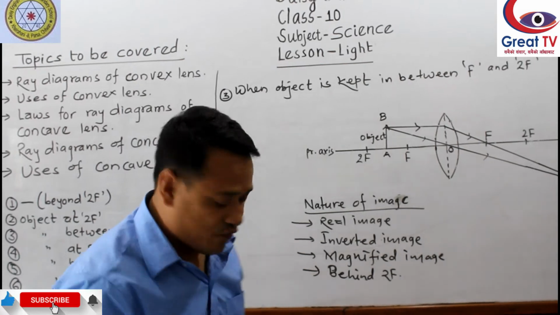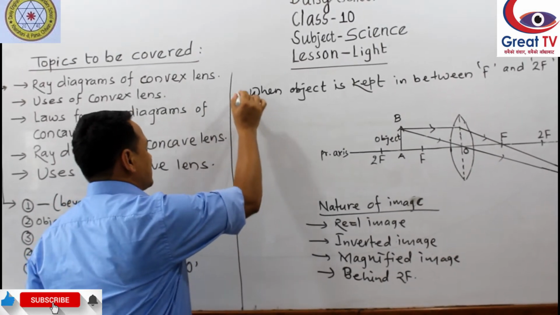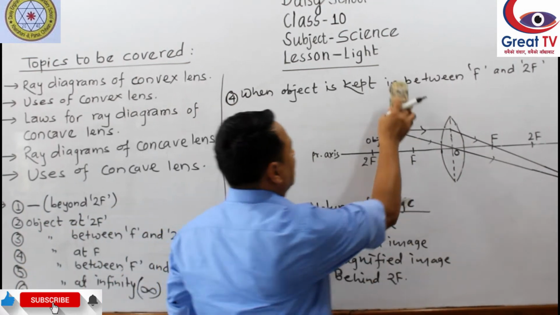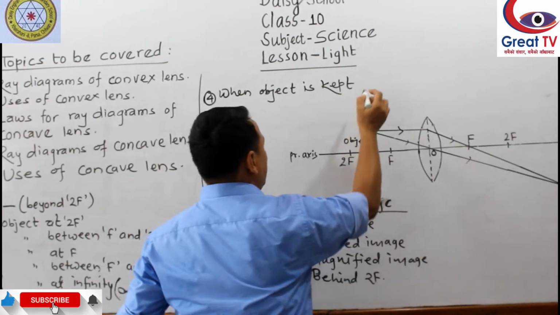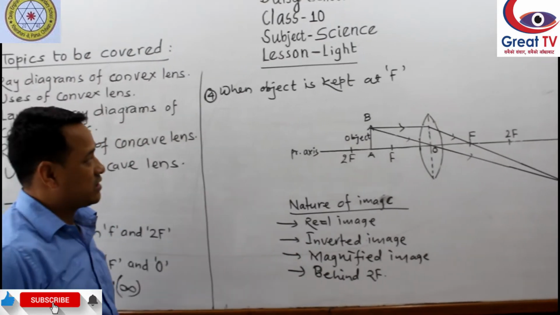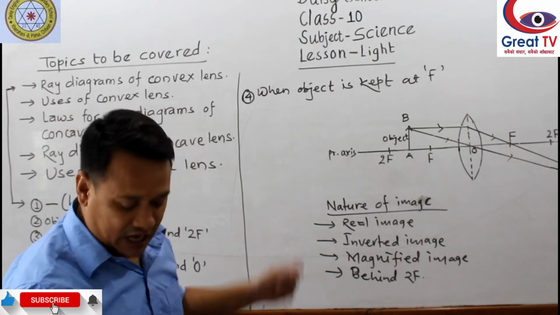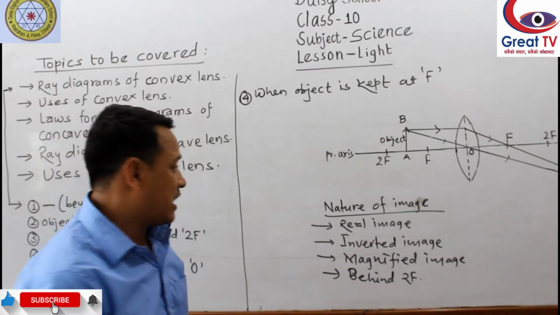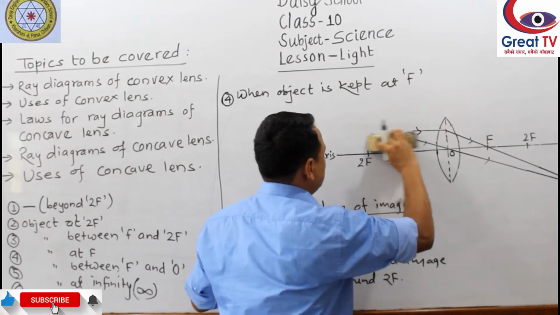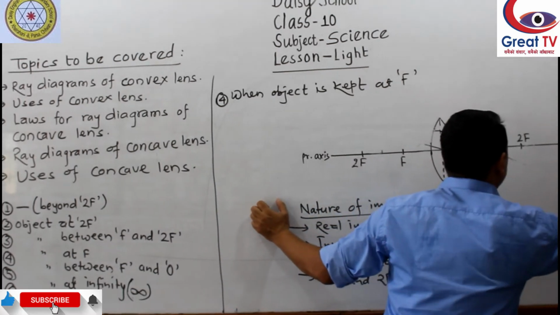Similarly, next, the fourth ray diagram of the convex lens. We are doing the ray diagram of the convex lens when the object is kept at the F position, the principal focus point. We are going to do this ray diagram. So again, I'm going to use the same diagram.